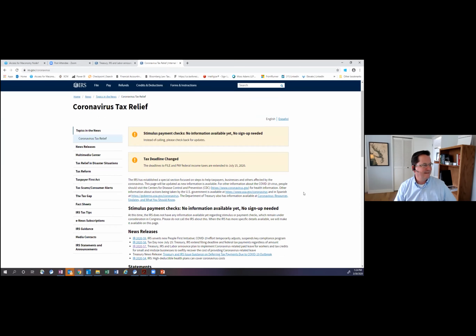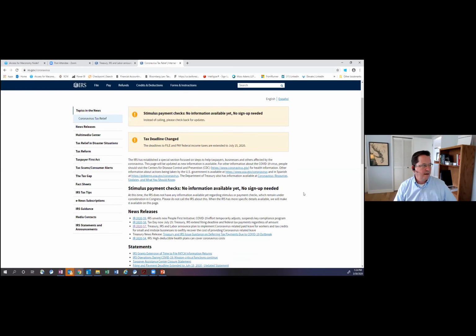Coronavirus tax relief. Yes. And this is helpful. You can see the news releases are stacking up. And so you want to, I mean, this is literally changing daily. Yep. So this is a great resource. And it's also got the CDC and other government links there.